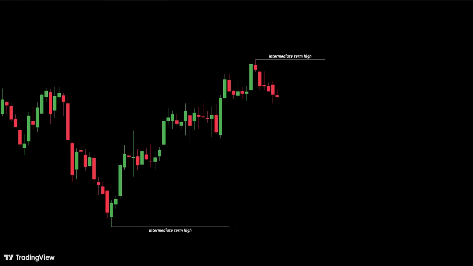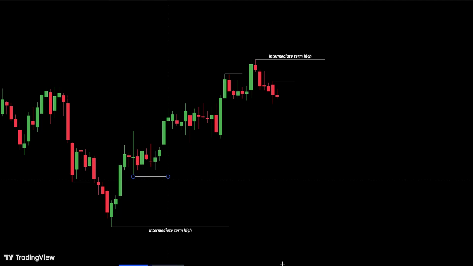Now, how do you even identify these levels? An intermediate term high is a swing high with a lower high on both sides, the left and the right. An intermediate term low is a swing low with a higher low on both sides. This is as simple as it sounds, but incredibly powerful.